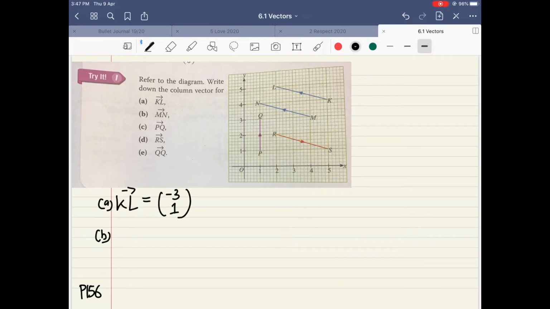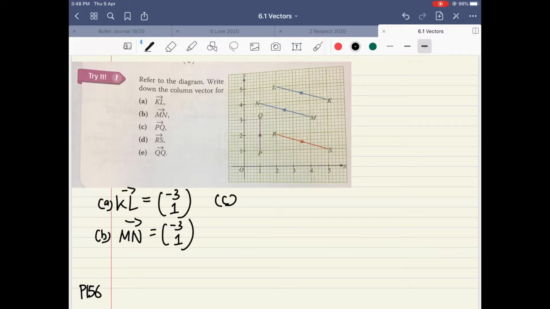Now I look at column vector MN. Column vector MN is exactly the same as column vector KL. I'm moving 1 unit, 2 units, 3 units to the left. That gives me negative 3. Then I move 1 unit upwards on the vertical plane, that's positive 1. Hence, we find that MN and KL have the exact same column vector. In fact, we'll learn a concept later that tells us they are actually equal vectors because they have the same magnitude and the same direction.